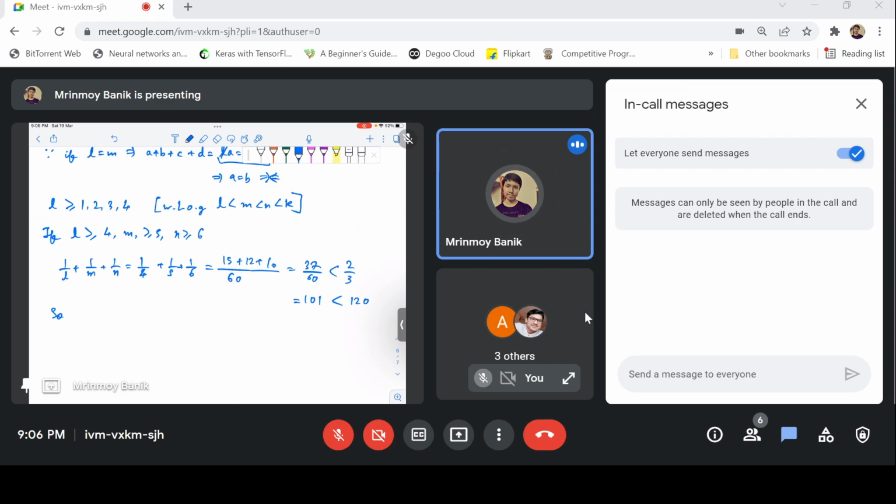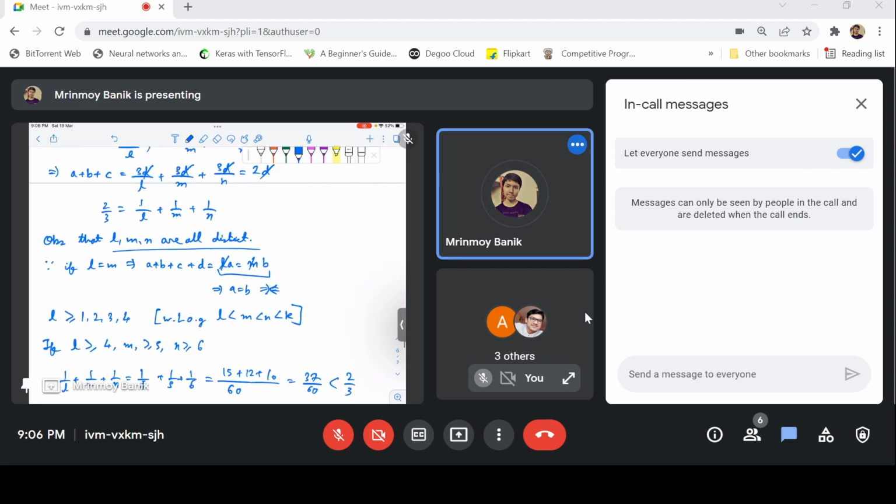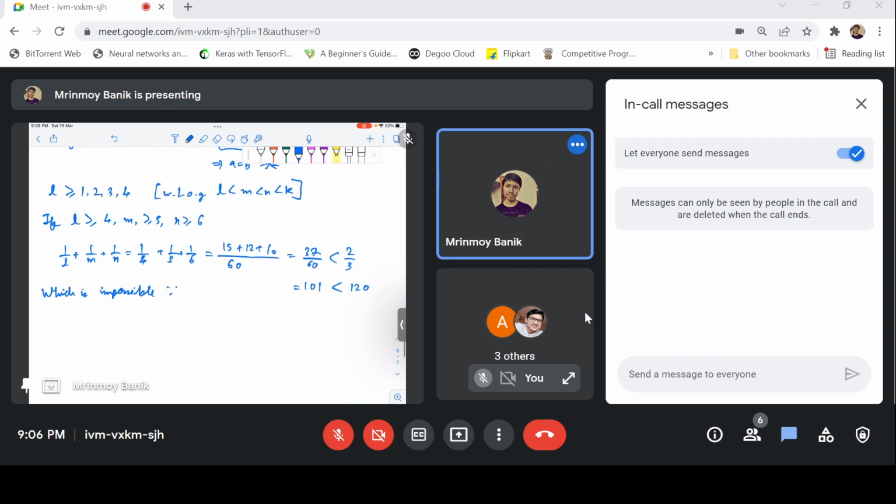So this is impossible, since this has to be true. Since 1 by L plus 1 by M plus 1 by N is 2 by 3, and 2 by 3 can't be strictly less than 2 by 3, right? So L can't be greater than or equal to 4. So L is strictly less than 4. So L is either 1 or 2 or 3.